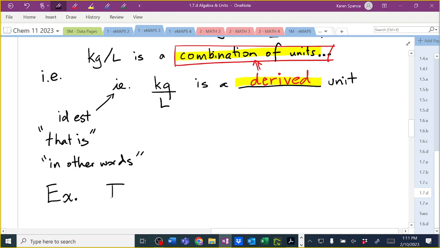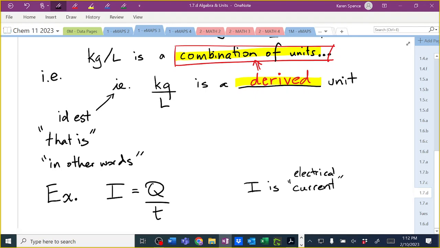All right, we have another formula here. I is equal to Q over T, okay? And I is current. So this is electrical current. You may have come across that in Science 9. You may have come across it in physics. Okay, I stands for current.